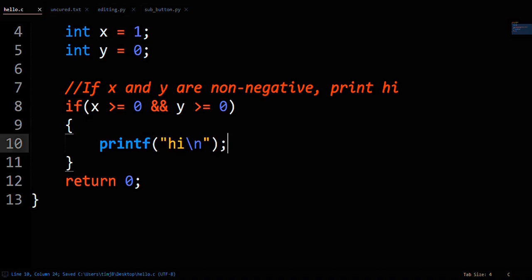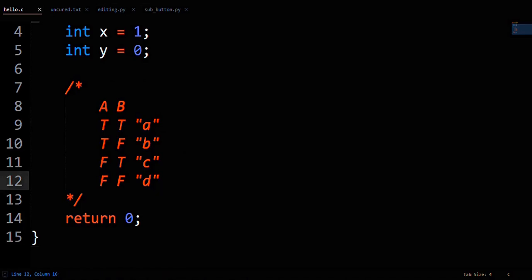That eliminates the nesting. How about something a bit more complicated based on this truth table? If both x and y are non-zero, then print A. If x is non-zero and y is 0, print B. If x is 0 and y is non-zero, then print C. If both x and y are 0, then print D. First, let's do it the nesting way.